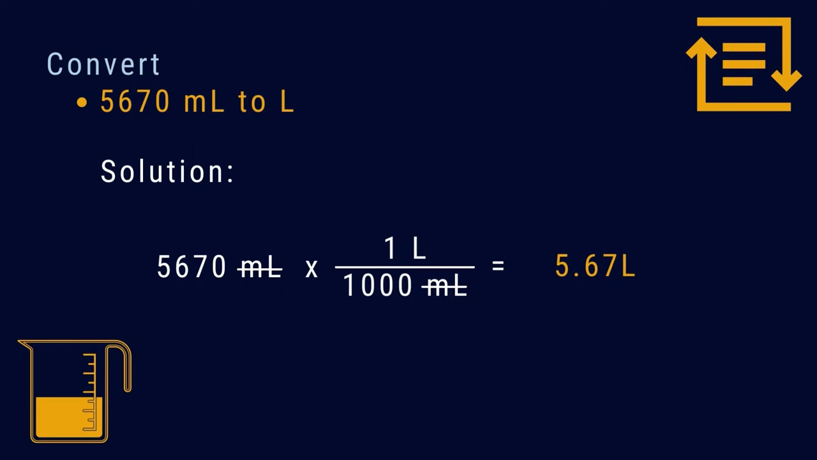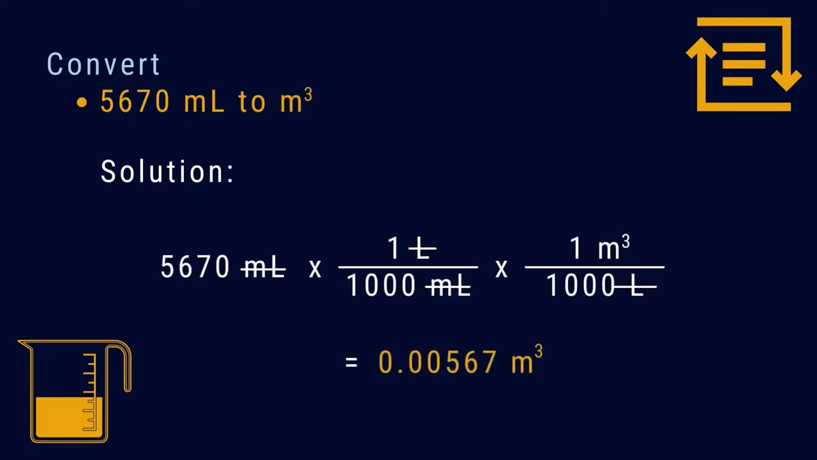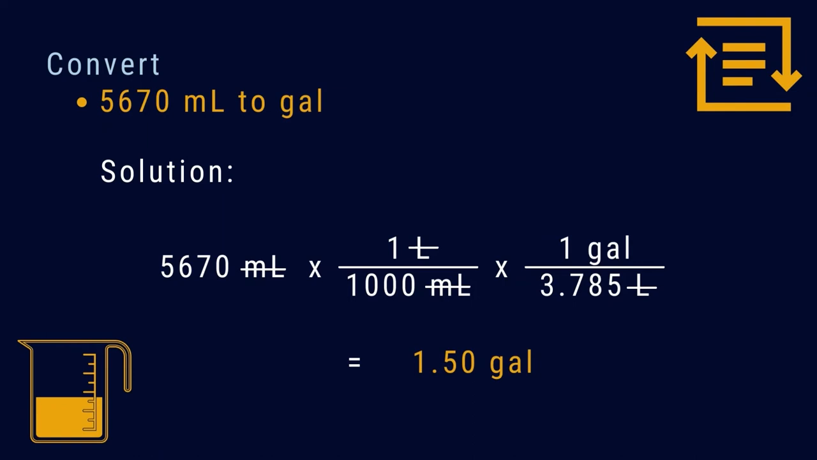For the next example, we will convert 5,670 milliliters to cubic meters. We will just follow the steps in the first example, but this time, we will multiply it by 1 cubic meter over 1,000 liters to cancel the unit of liter and get the unit of cubic meter. The answer will be 0.00567 cubic meter.